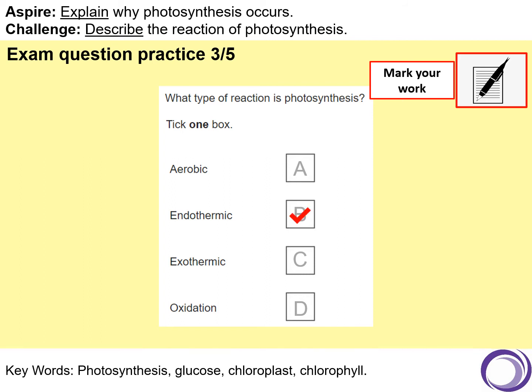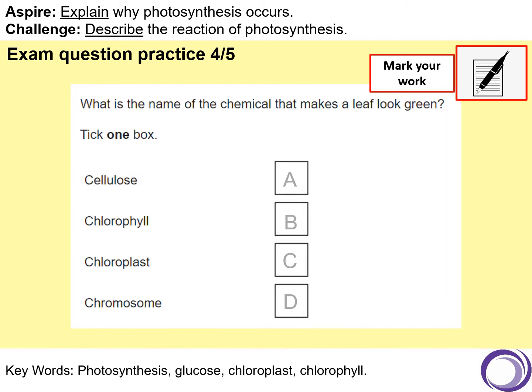Okay, so hopefully you all have the answer written down that photosynthesis is an endothermic reaction. Okay, so the next question is what is the name of the chemical that makes the leaf look green? So you've got a choice of cellulose, chlorophyll, chloroplast, or chromosome. So write down A, B, C, or D. I'm going to give you 15 seconds. Off you go.